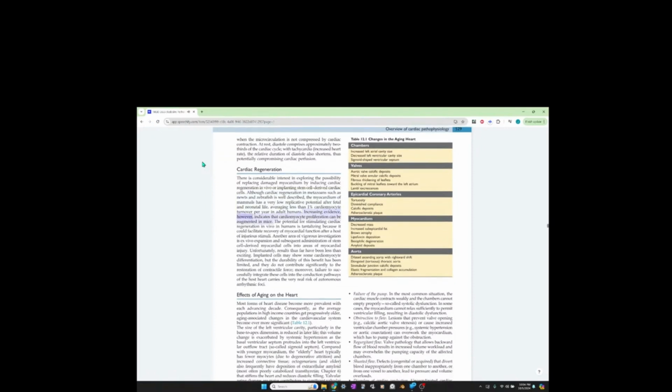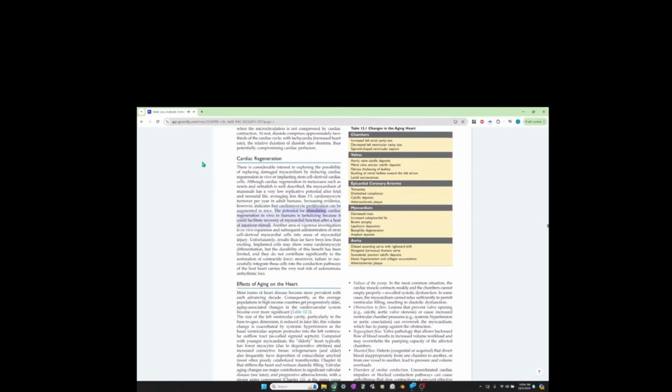Increasing evidence, however, indicates that cardiomyocyte proliferation can be augmented in mice. The potential for stimulating cardiac regeneration in vivo in humans is tantalizing because it could facilitate recovery of myocardial function after a host of injurious stimuli.